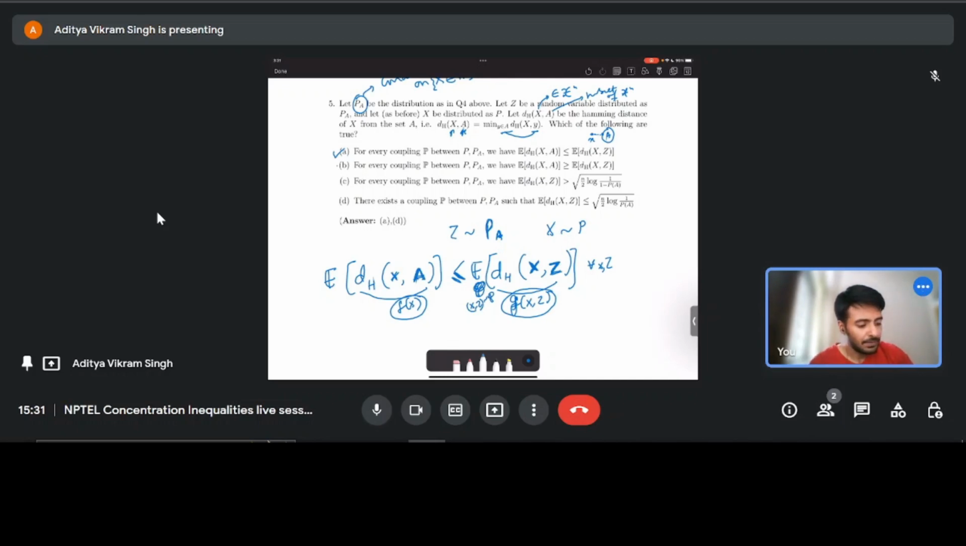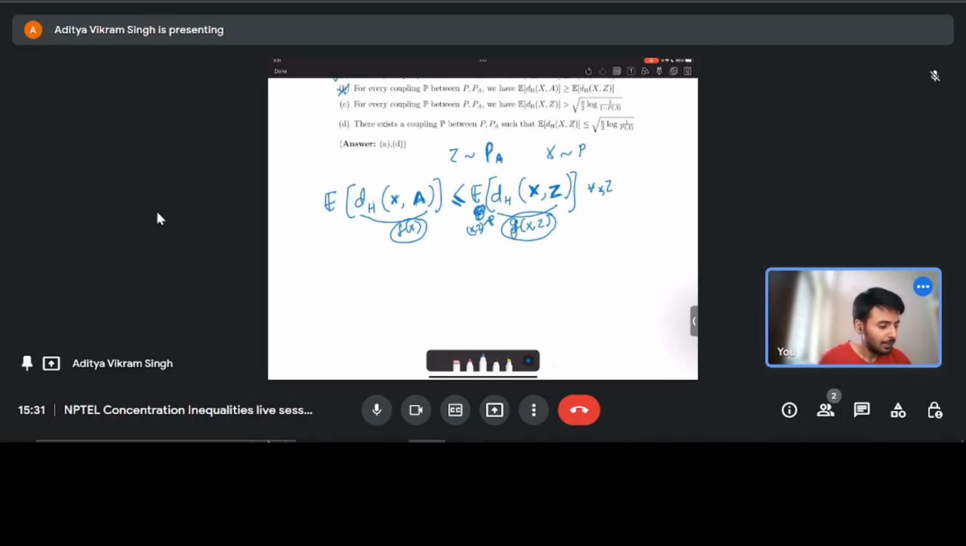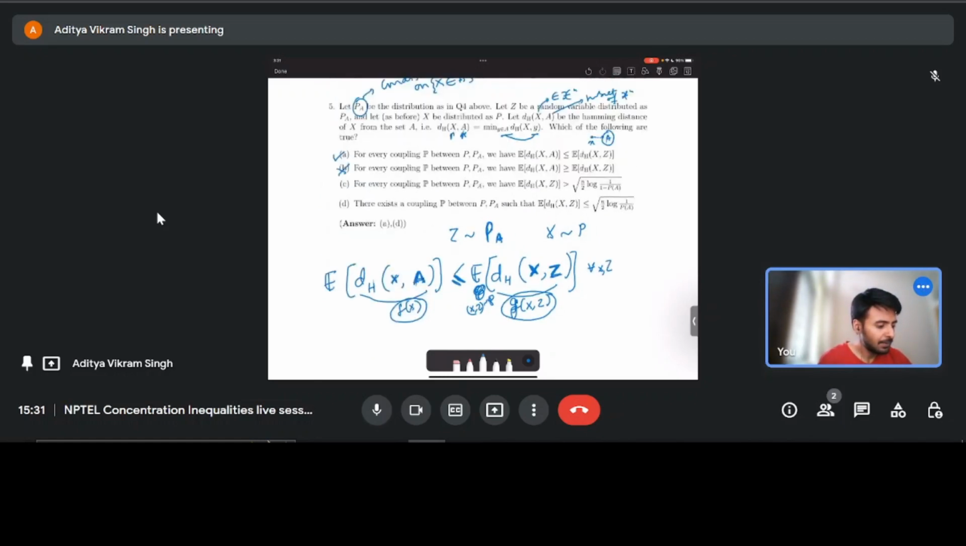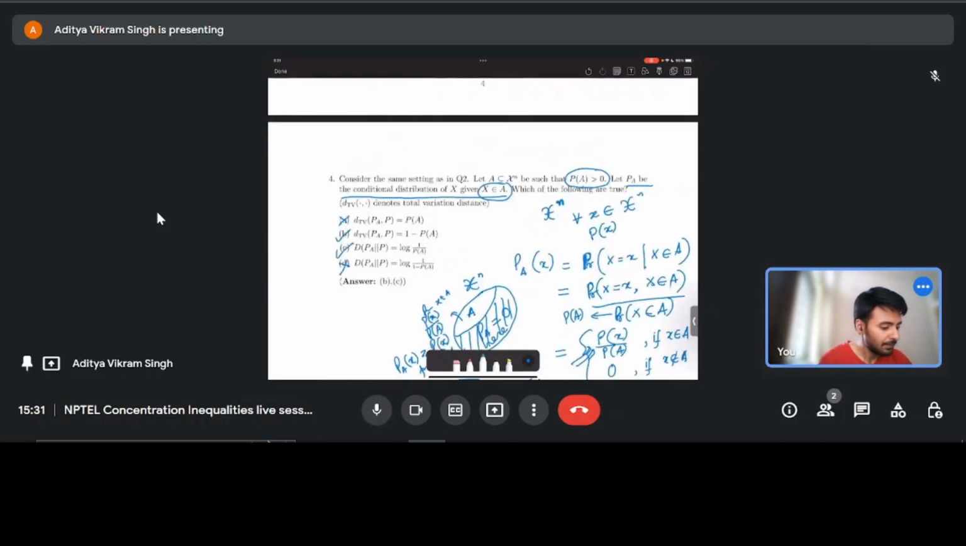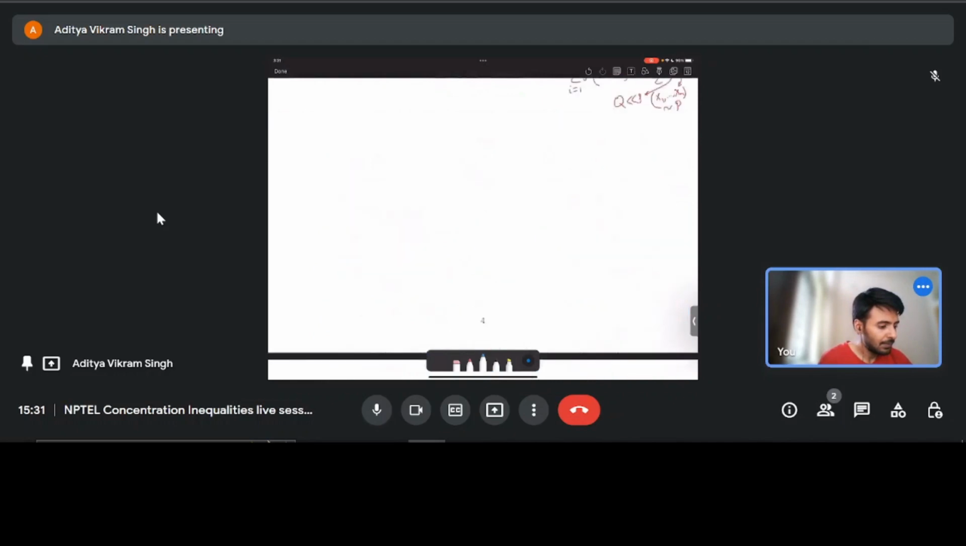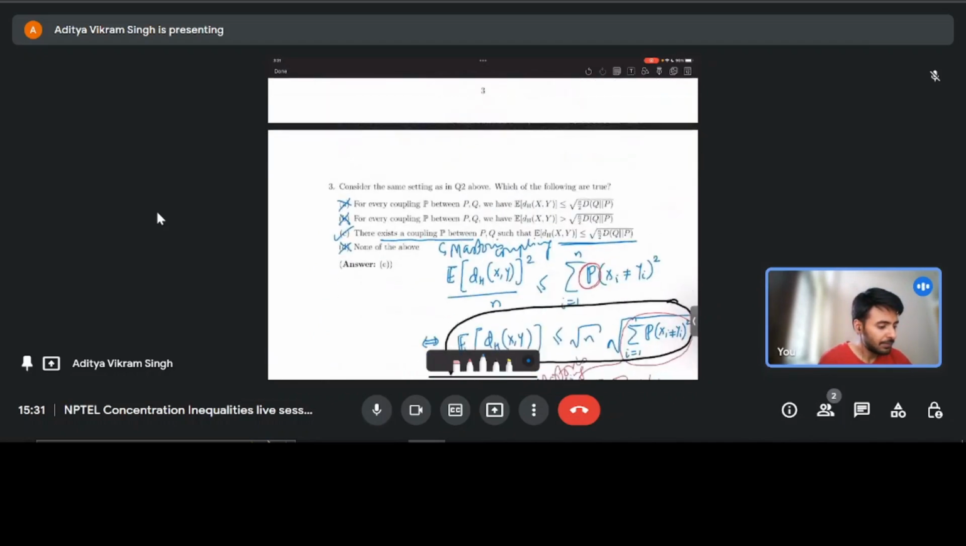B is incorrect. C for every coupling. Okay. Now, okay. So what did we derive in? Let's go to question number 2.